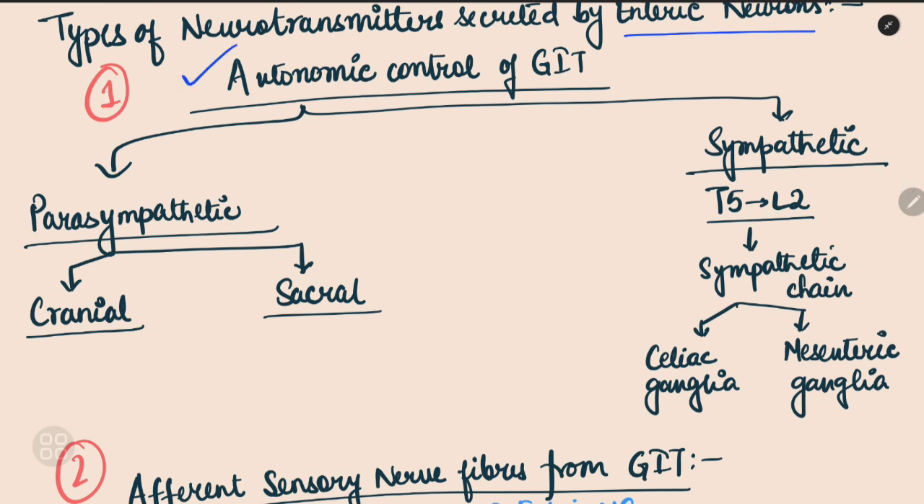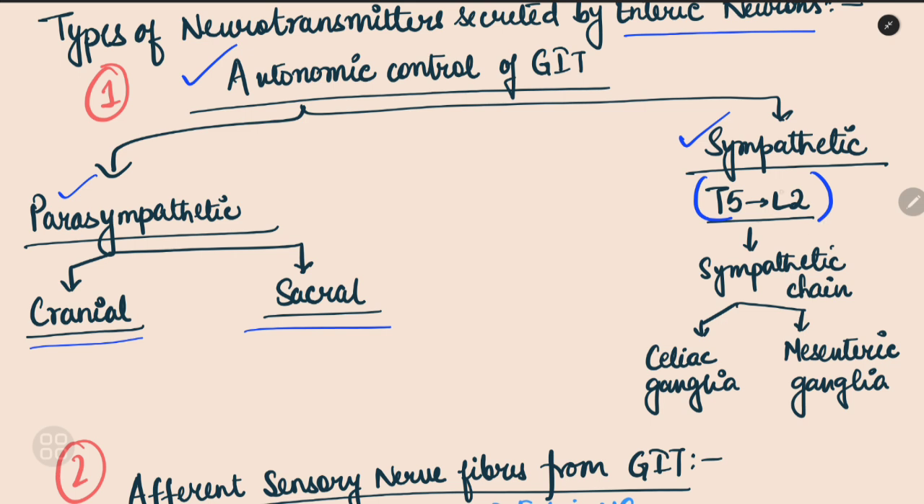Now the autonomic control of the GIT. This is an additional control that is coming from the sympathetic and the parasympathetic. The parasympathetic has a cranial sacral outflow. Under the sympathetic, that is basically the thoracolumbar outflow, from T5 to L2. The sympathetic plexus is mainly originating from the lateral horn, between the thoracic and the lumbar segments of the spinal cord.